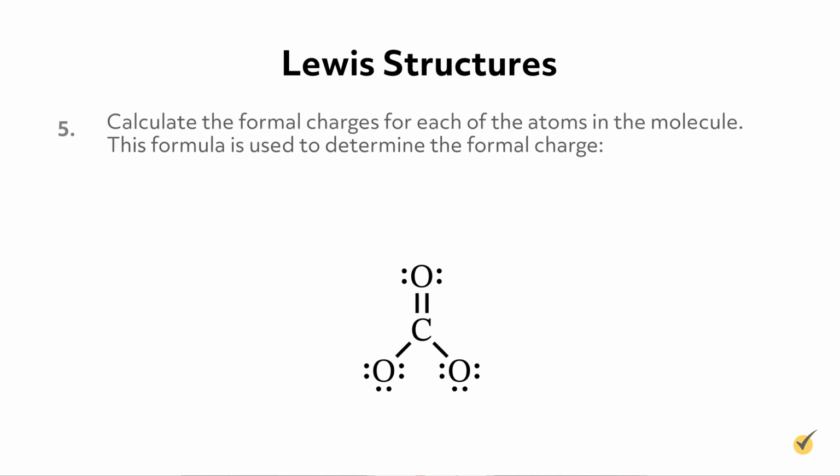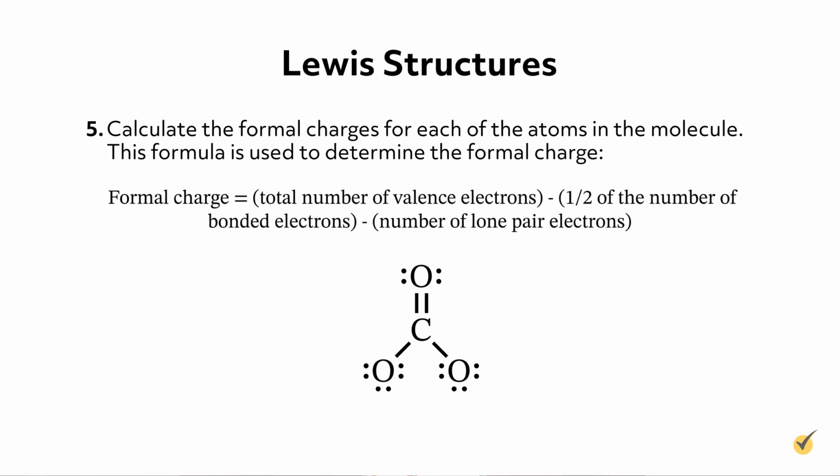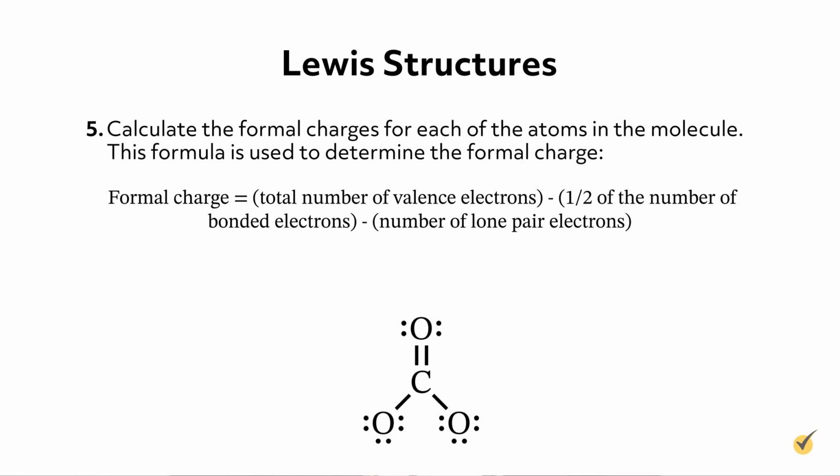Number 5, calculate the formal charges for each of the atoms in the molecule. This formula is used to determine the formal charge. Formal charge equals total number of valence electrons minus half of the number of bonded electrons minus number of lone pair electrons. For example, the formal charge for each of the single bonded oxygen atoms of the carbonate ion is 6 minus 1 minus 6 equals -1.